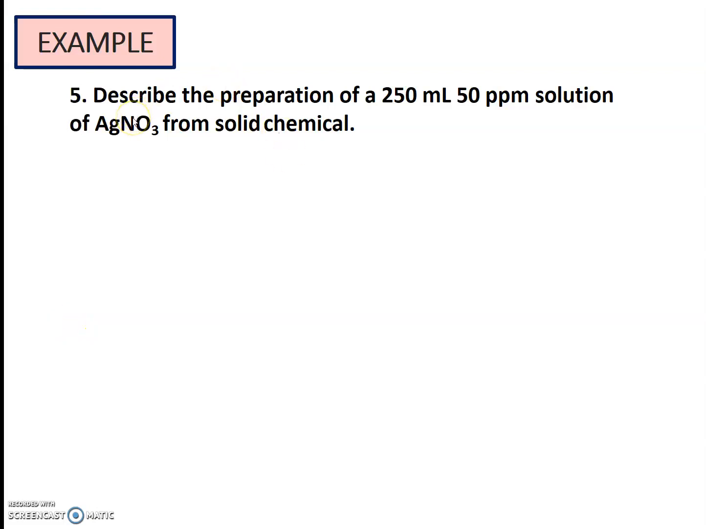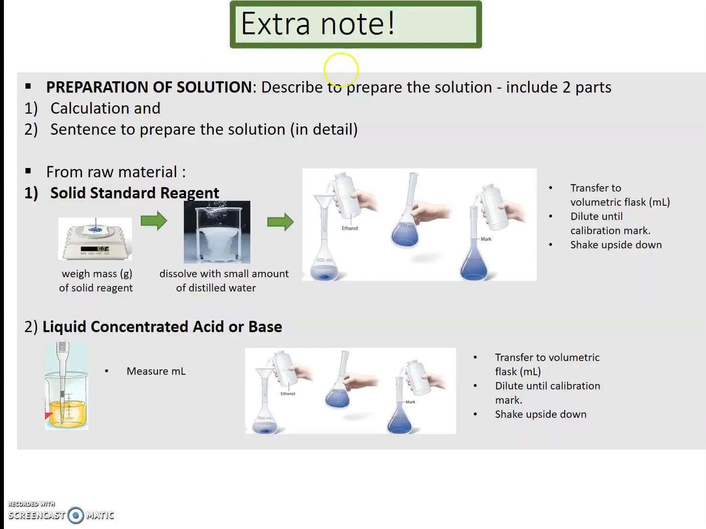Okay, next question is describe the preparation of 250 ml of 50 ppm solution of silver nitrate from solid chemical. Okay, so this is a question of describe the preparation, right? Remember this is the preparation of solution, so we have to calculate and write the sentence.